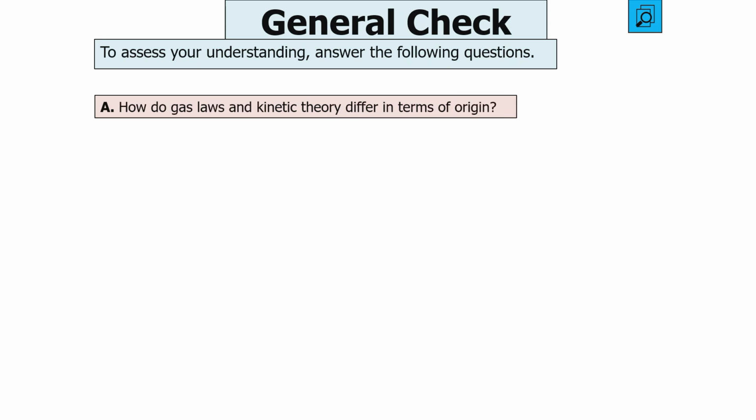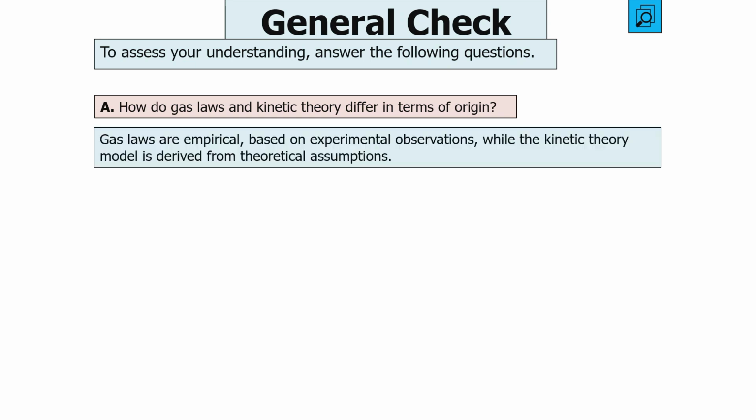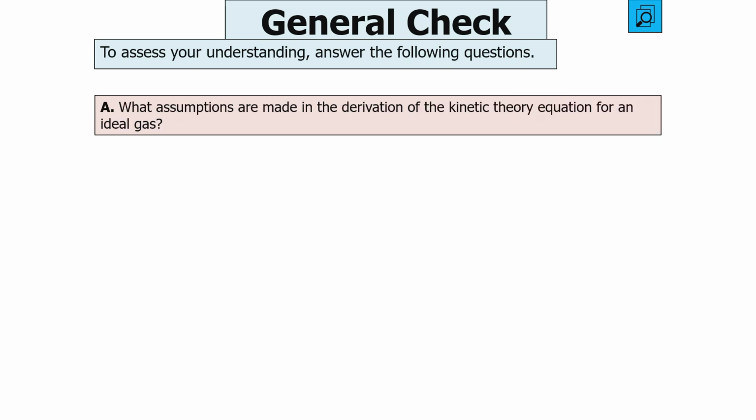How do the gas laws and the kinetic theory differ in terms of origin? Gas laws are empirical. They're based on experimental observations, whilst the kinetic theory model is derived from theoretical assumptions. What assumptions are made in the derivation of the kinetic theory equation for an ideal gas?